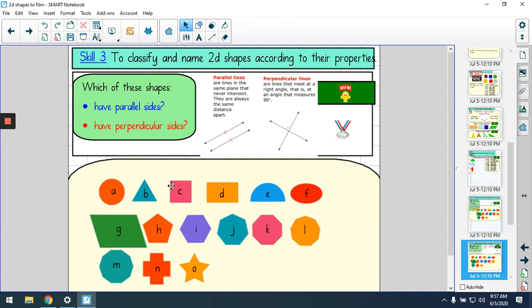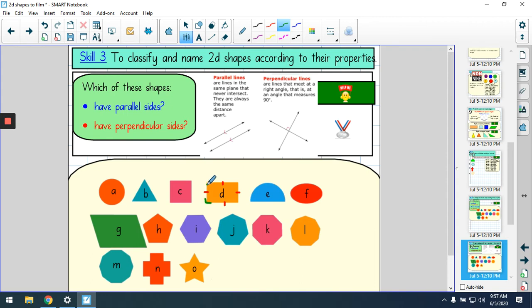So C has parallel sides. It has 2 pairs of parallel sides. D, and it also has sides that meet at right angles. So it has parallel sides and perpendicular sides. Let's get a different colour on there. D has parallel sides, 2 pairs of parallel sides, and it also has perpendicular sides.